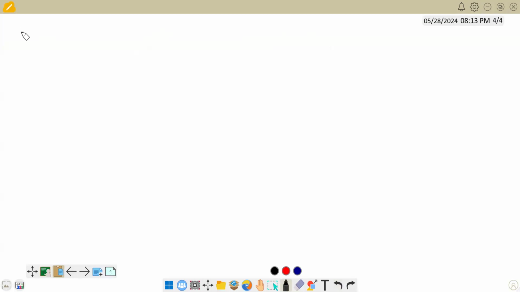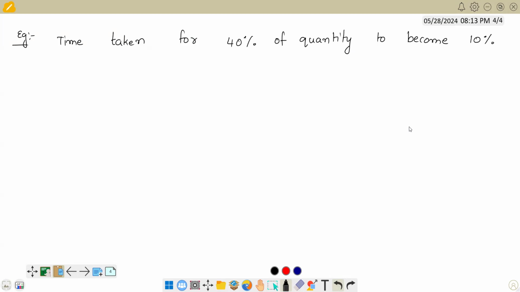We can give one more question. Example: time taken for 40% of the initial quantity, some 40% of the quantity is there, to become 10%, or we can say 5%. Then what should we do? Originally it was 40%, finally it was 5%.